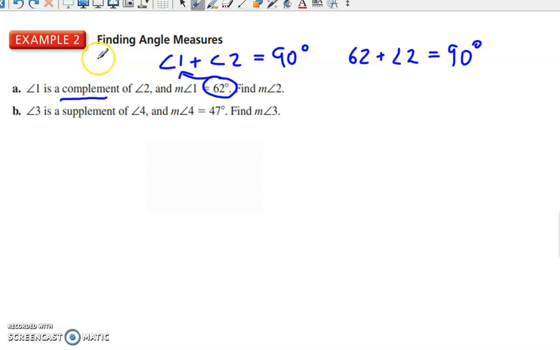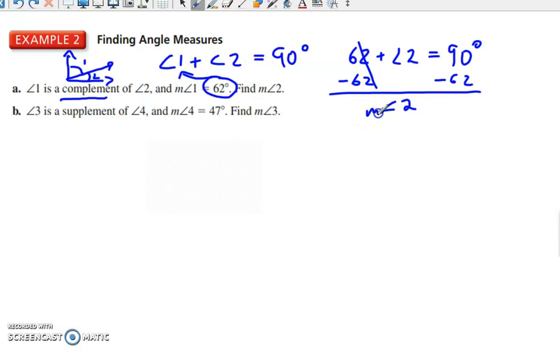If you want to draw that, you can draw yourself a little 90 degree angle like this and say somewhere in there we've got angle 1 and angle 2. And so they add together to 90, so I have to subtract 62 from each side, and then I get the measure of angle 2 is 28 degrees.